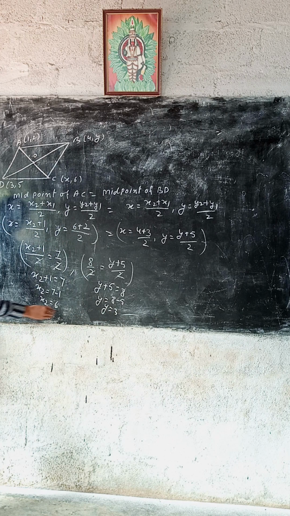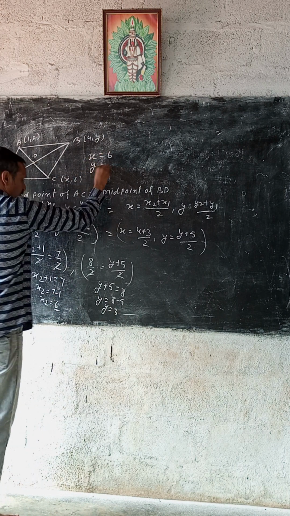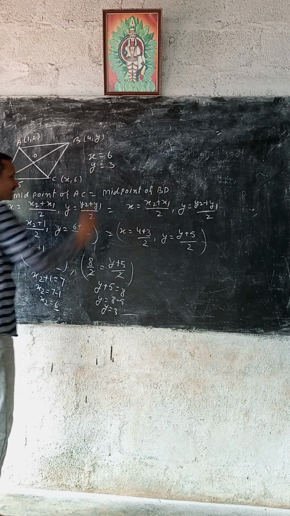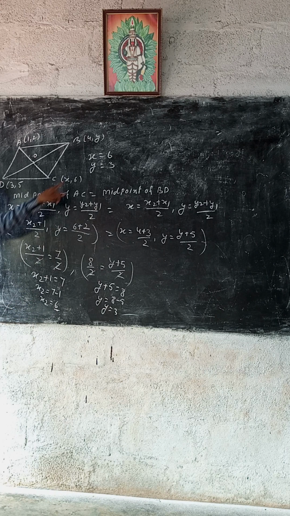So we got the x value: x is equal to 6 and y is equal to 3. And hence this is the answer for that. Here I have taken x and y only. You may think it is x2, you can write x also. To distinguish between this x and this x2, I have taken the 2 here. Now I hope you understand it.